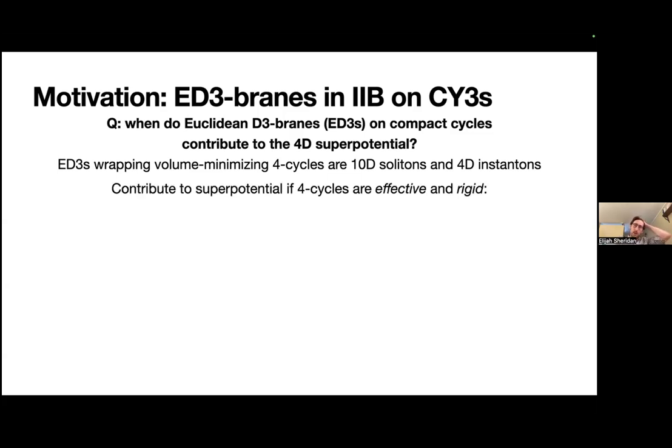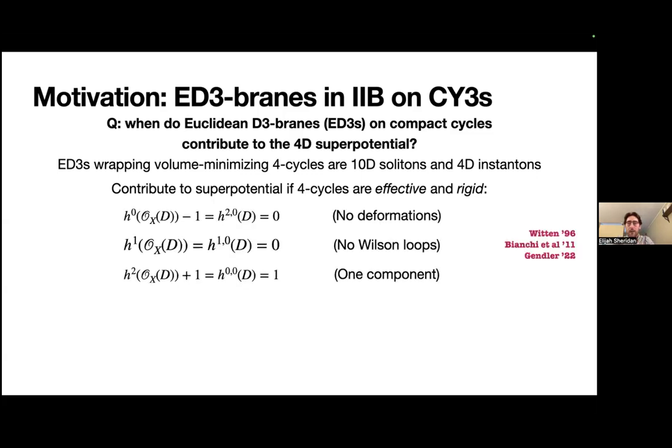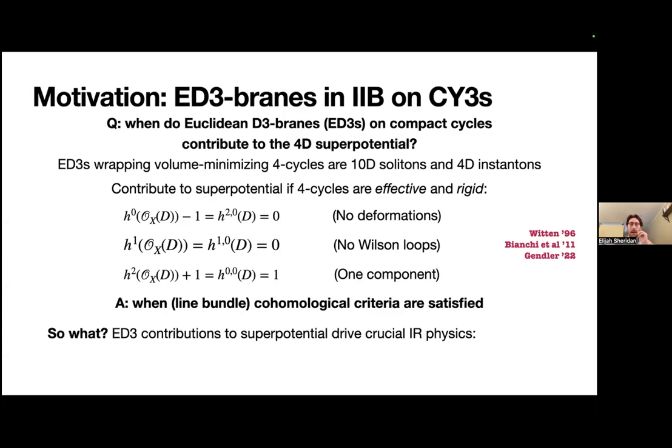But the holomorphy of the superpotential strongly constrains which Euclidean D3 branes wrapped on which cycles can actually contribute to the superpotential. And people have understood certain sufficient conditions, topological conditions for these cycles, namely they need to be effective and rigid. Again, the details here aren't incredibly important. The point is that there's certain, again, line bundle cohomology calculations that you have to do in order to determine which cycles actually yield contributions to the superpotential. You need these criteria to be satisfied.